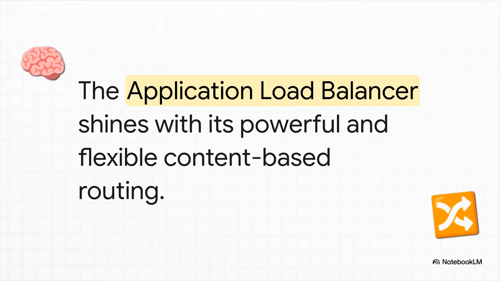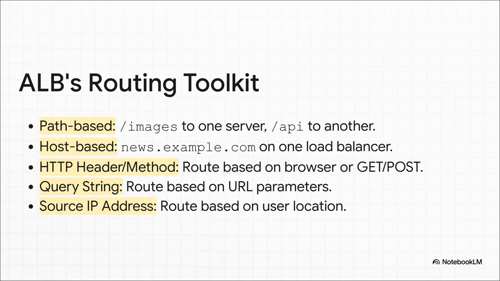Okay, let's really zoom in on the ALB's superpower, which is that flexible, content-based routing. This is truly where our intelligent inspector shines, and honestly, it's what makes it an absolute game changer for modern stuff like microservices. This flexibility is just incredibly powerful.